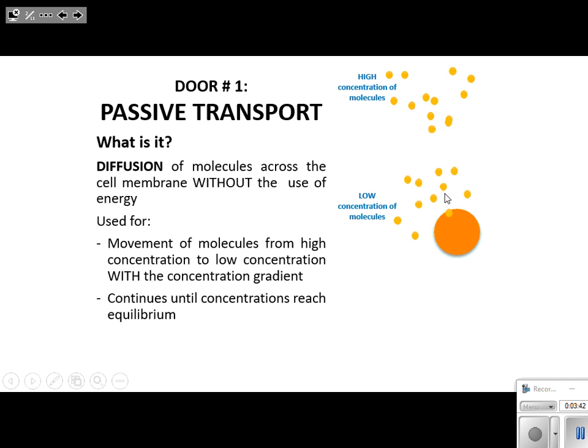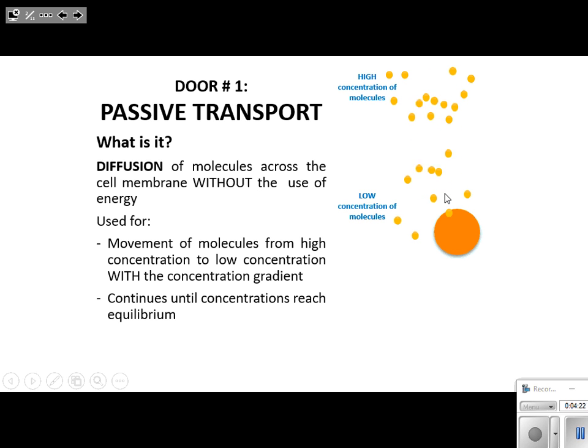Now look at the number of dots. Count the number of dots outside the cell and count the number of dots inside the cell. How many dots are outside the cell? 18. How many are inside the cell? 6, right? So what you're going to have is a movement from outside the cell where there's 18 to inside the cell where there's 6 until it is equal. So 18 and 6 in my book has always been 24, right?